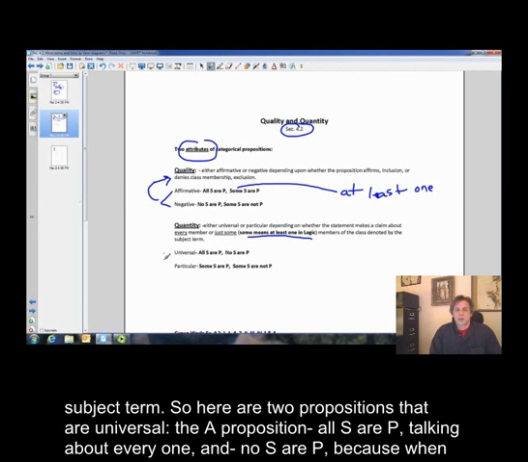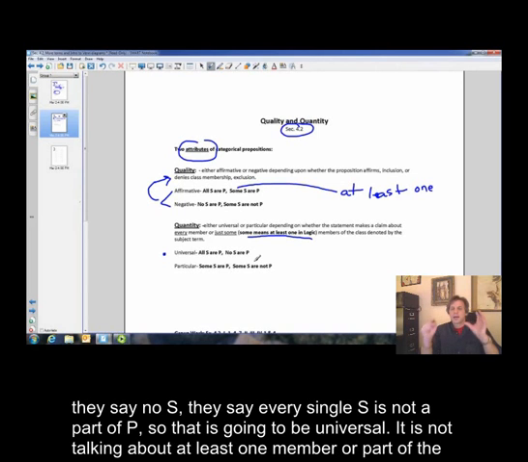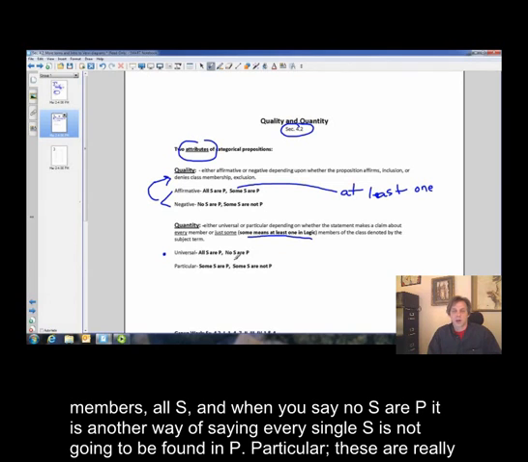So here's 2 propositions that are universal. Is the A proposition, all S or P, talking about every one, and no S or P, because when they say no S, they say every single S is not a part of P, so that is going to be a universal. It's not talking about at least one member or part of the members. All S, and when you say no S or P, that's another way of saying every single S is not going to be found in P.